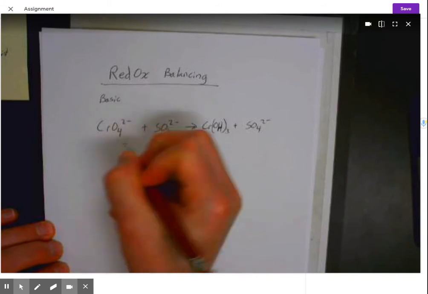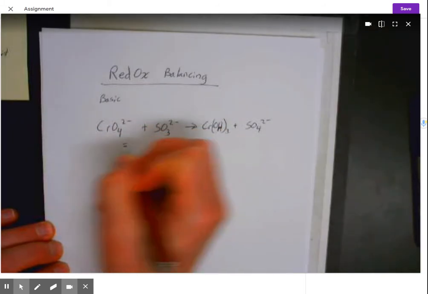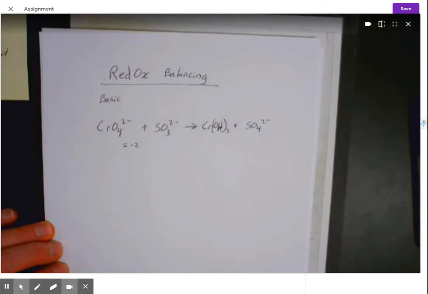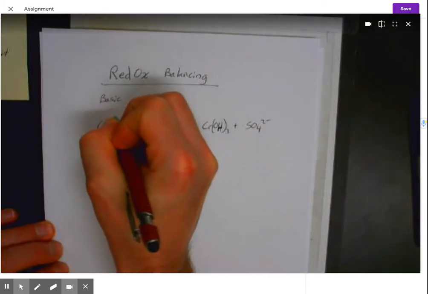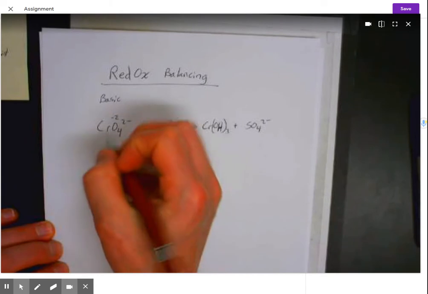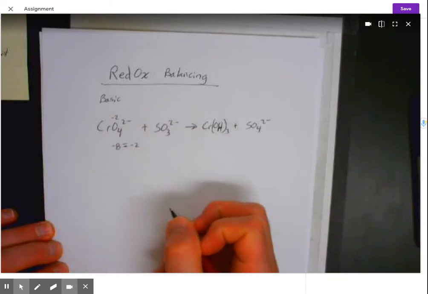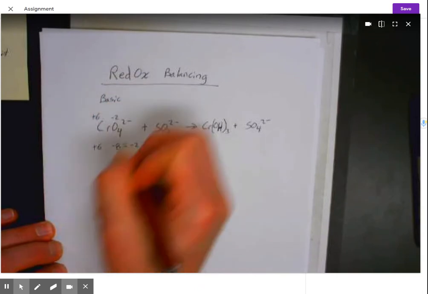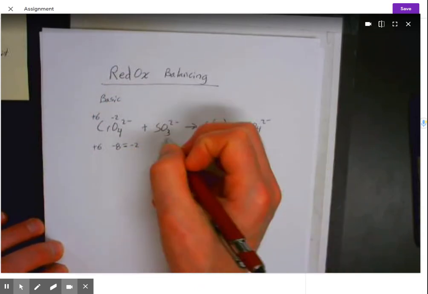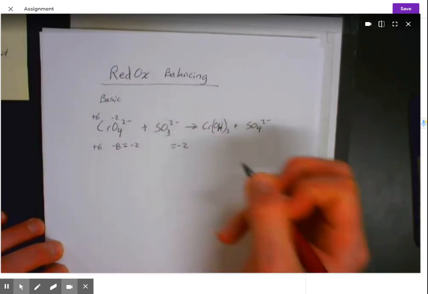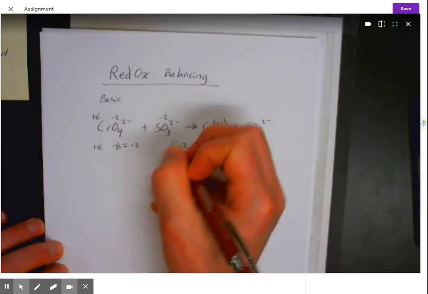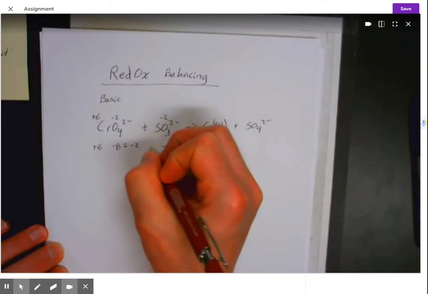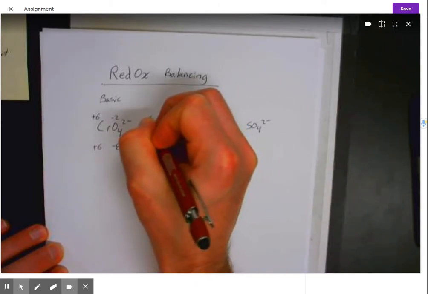We know that if there is a charge, then the sum of the oxidation numbers has to equal the charge of that ion. So O is -2, but there are 4 of them, so that's a -8. And so the chromium will need to be +6 for that to work out. The sulfite will also total -2. O is -2, 3 of them will be -6. So the sulfur in this case is +4.